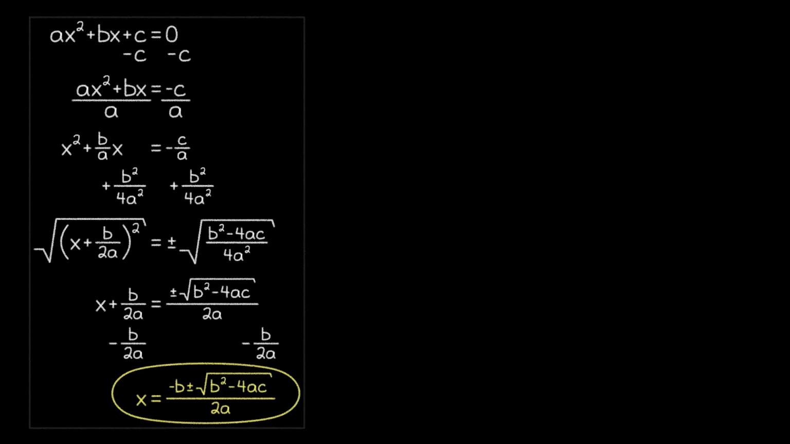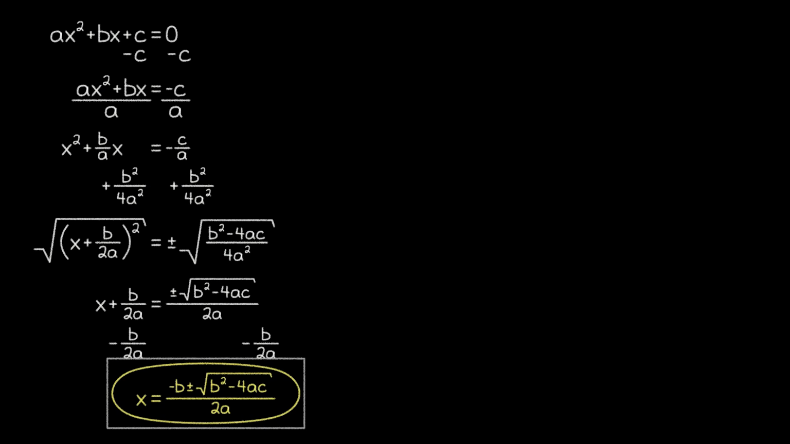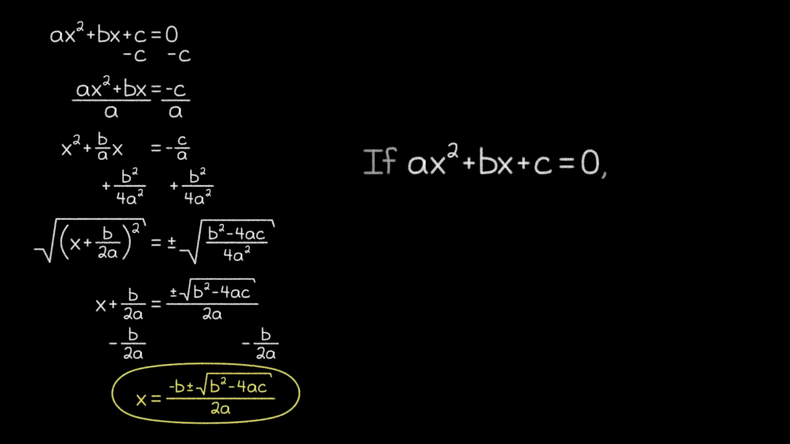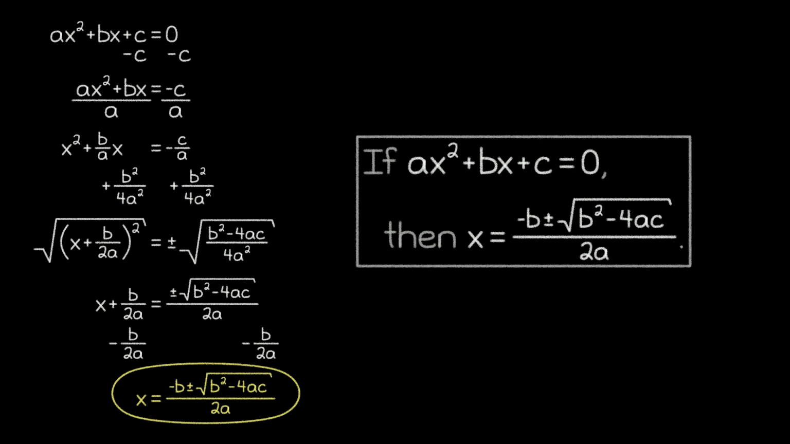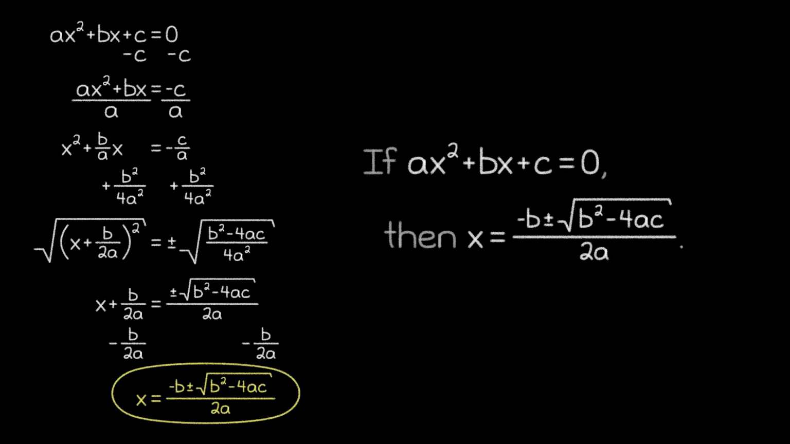One big factor to note, though, is that this is not a standalone formula. Remember that we started this whole process by saying that ax squared plus bx plus c was equal to 0. So this formula is really more of a conditional statement. If ax squared plus bx plus c is equal to 0, then x is equal to negative b plus or minus the square root of b squared minus 4ac all over 2a. This distinction can help us remember the exact conditions under which we're allowed to use the quadratic formula.